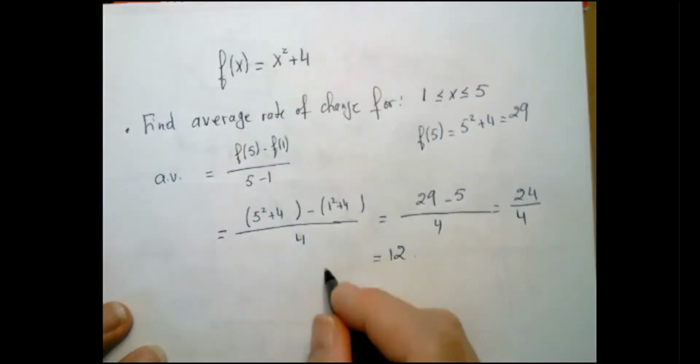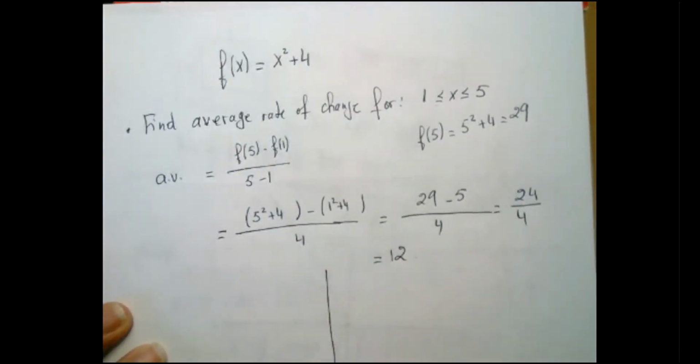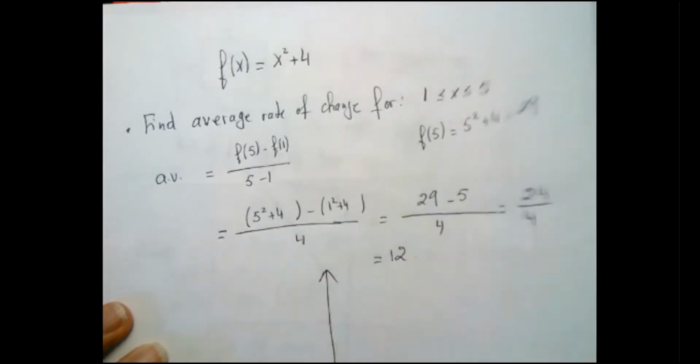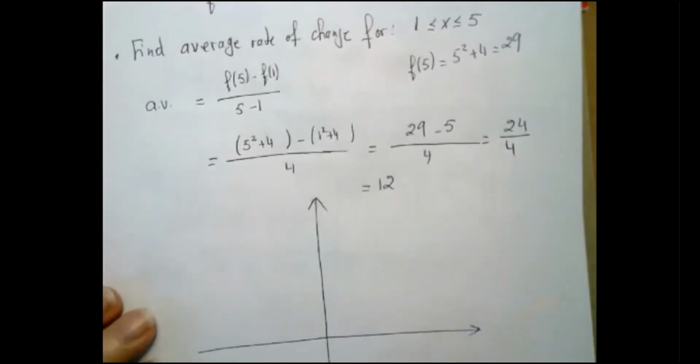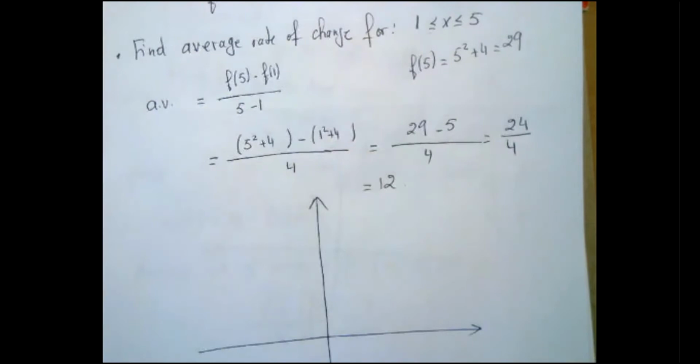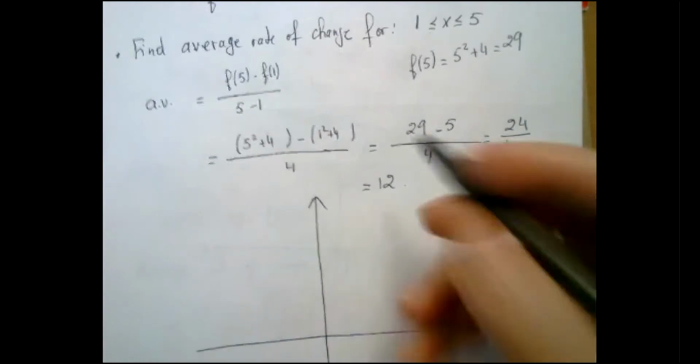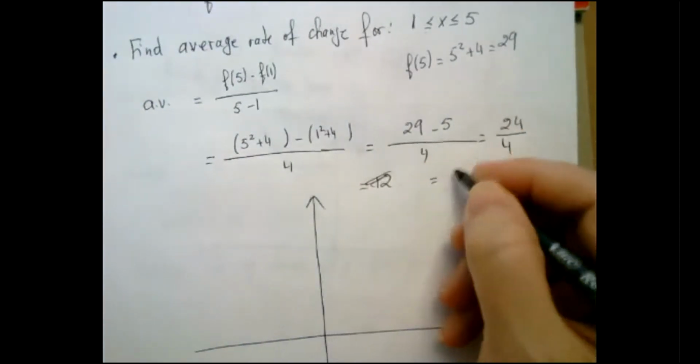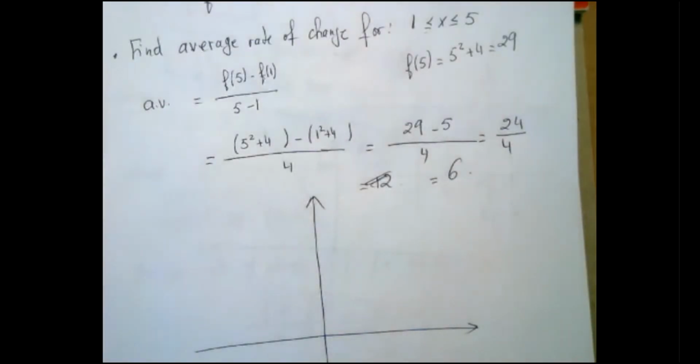Now on the graph, let us see what everything is. Okay, somebody is correcting me. Oh, thank you very much. Sorry, that's equal to 6. Thank you, Cooper.